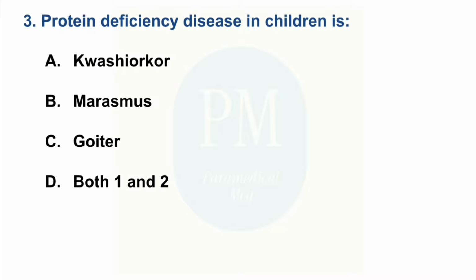Protein deficiency disease in children is option A. Kwashiorkor. Option B. Marasmus. Option C. Goiter. Option D. Both A and B. The correct option is option D. Both A and B.